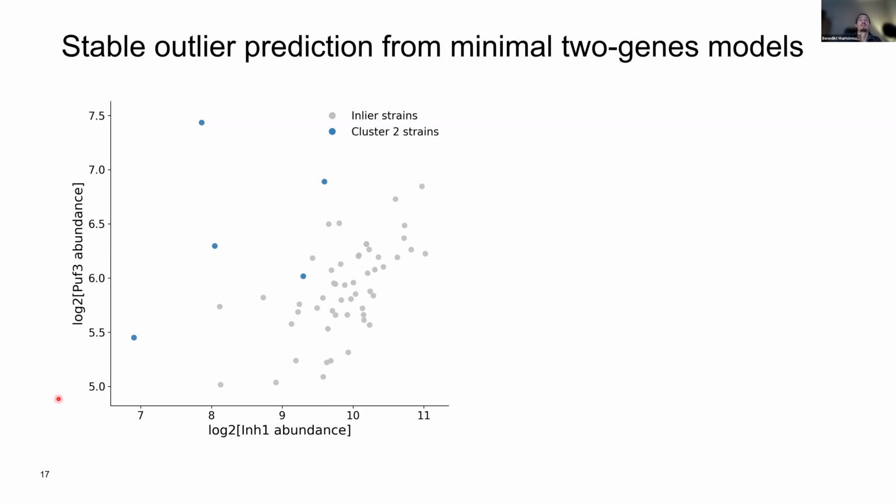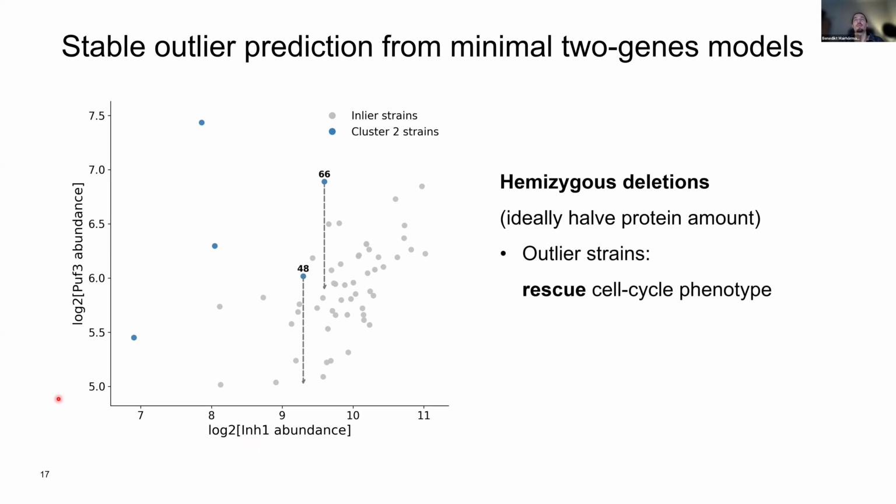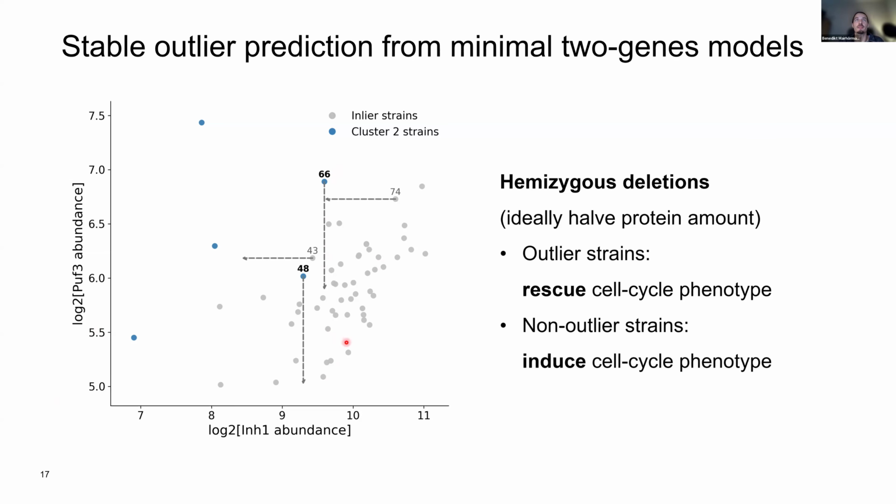So this brings me already to the outlook and to the summary. What we want to do next is hemizygous deletions. So we have homozygous diploids, and we can just delete one copy of genes. Our hope is that we can rescue the cell cycle phenotype in the outlier strains by reducing the gene expression of the positive predictor gene, or induce the cell cycle phenotype in strains which right now are not outliers, by deleting the gene.